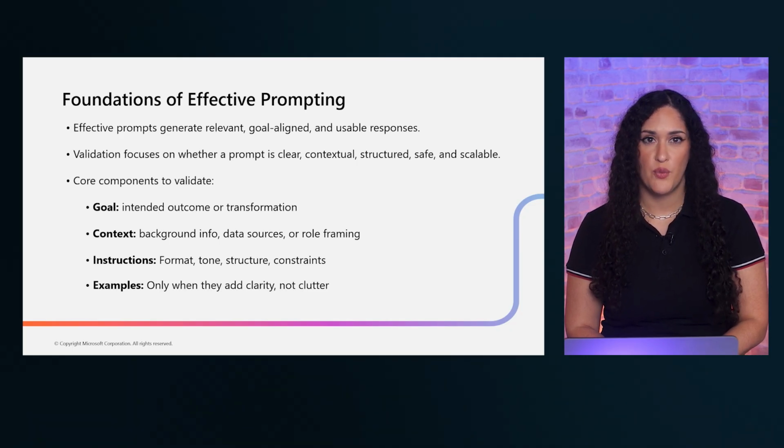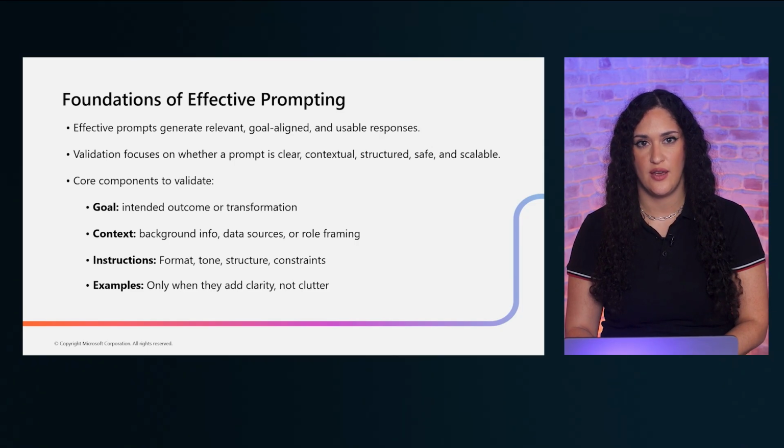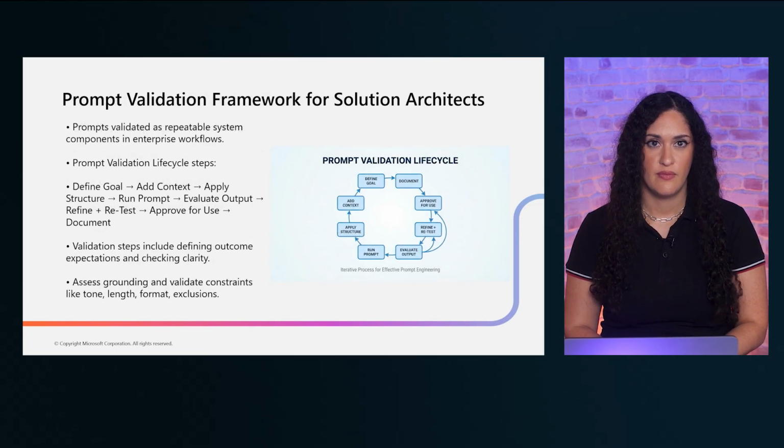Validation asks whether a prompt is clear and unambiguous, contextual and grounded, structured for predictable output, safe and aligned with organizational guardrails, and suitable for repeated use at scale. Agentic AI architects validate prompts not as one-off instructions, but as repeatable system components in enterprise workflows.